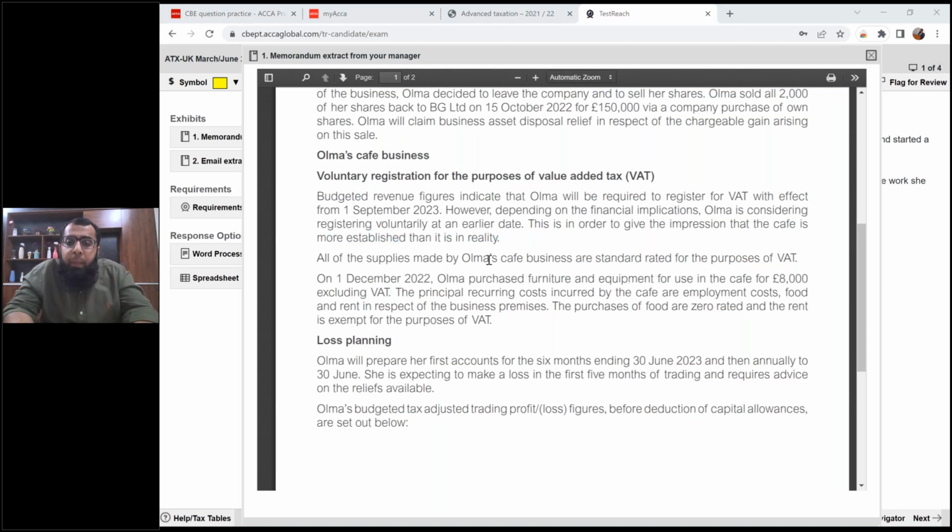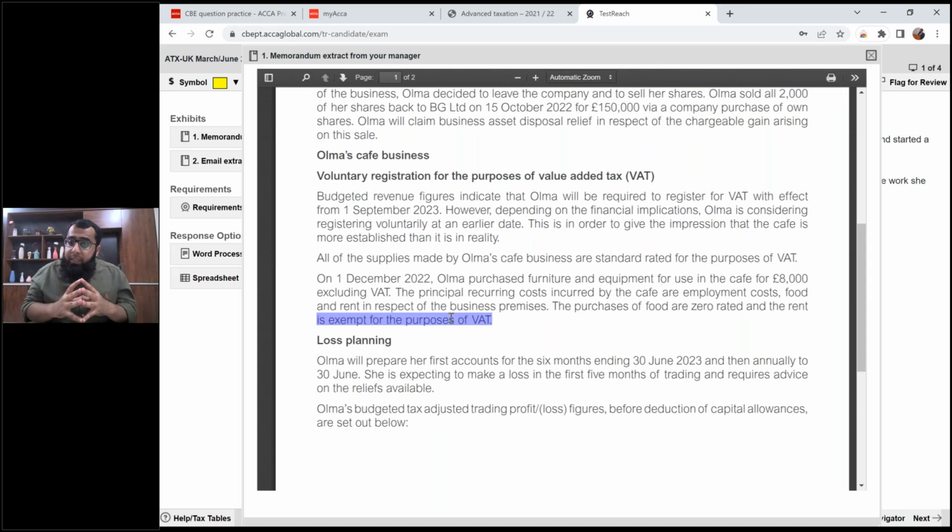All of the supplies made by Alma's cafe business are standard rated for the purpose of VAT. This means that our finished good is standard rated. On 1st December 2022, Alma purchased furniture and equipment for use in the cafe for £8,000, excluding VAT. The principal recurring costs incurred by the cafe are employment cost, food, and rent in respect of the business premises. The purchase of food is zero rated and the rent is exempt for the purpose of VAT.